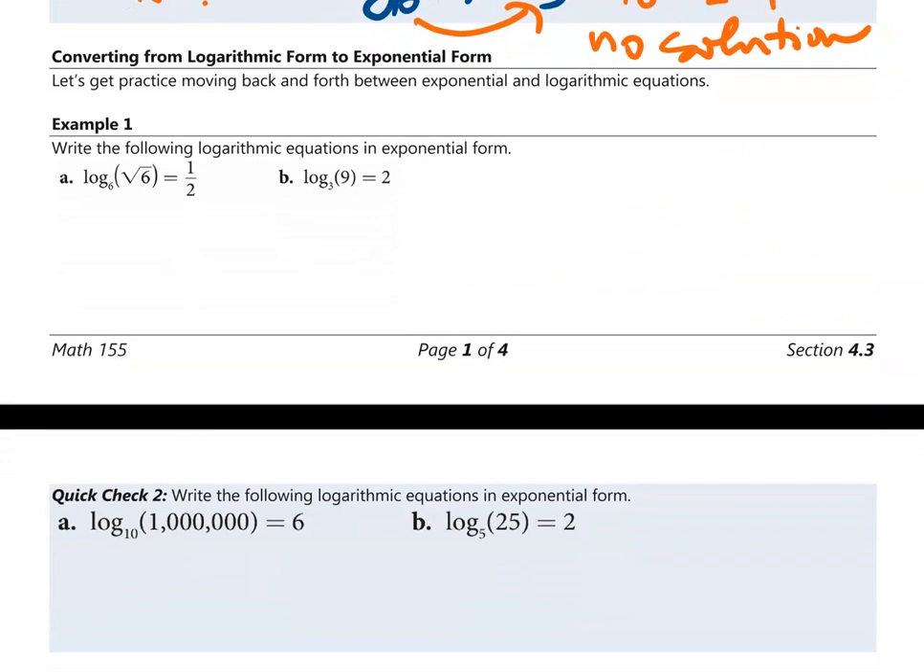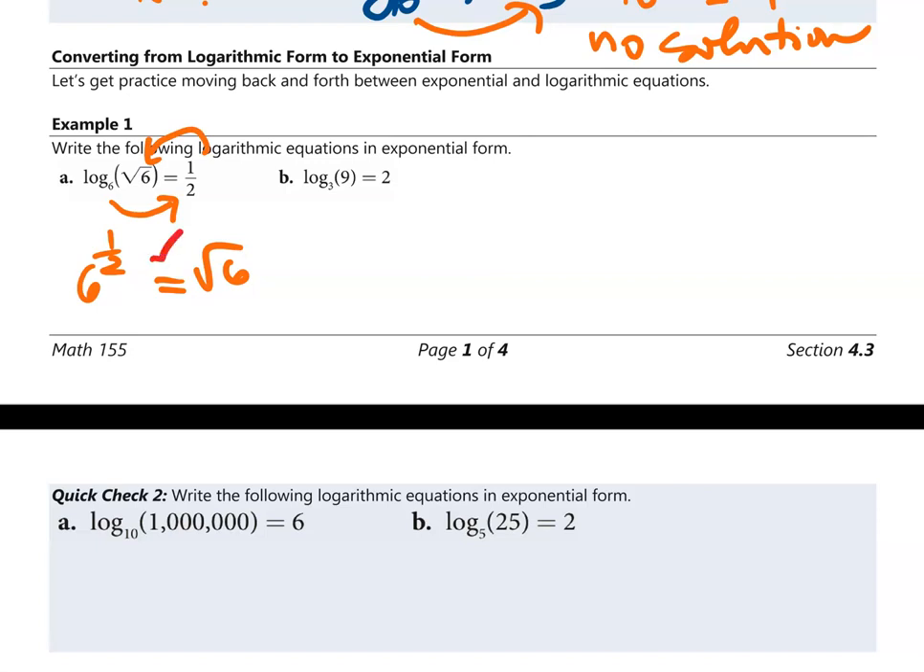Next, converting from logarithmic form to exponential form. Let's get practice moving back and forth between exponential and logarithmic equations. Letter A. Log base 6 of the square root of 6 is equal to 1/2. So let's use this with the base b. That's also your base here. 6 raised to 1/2, is it equal to the square root of 6? And the answer is yes.